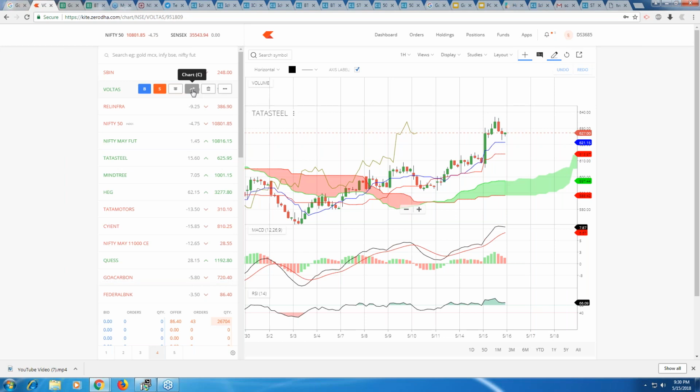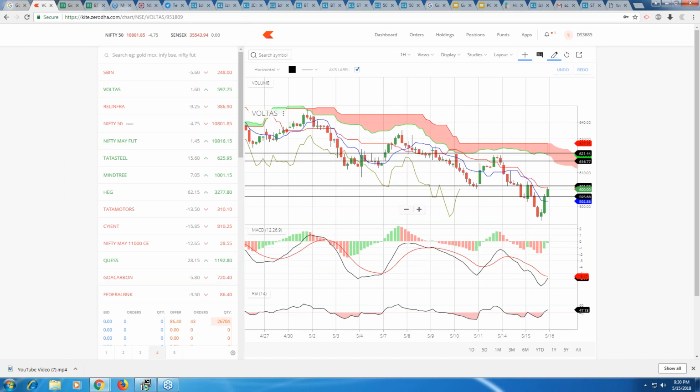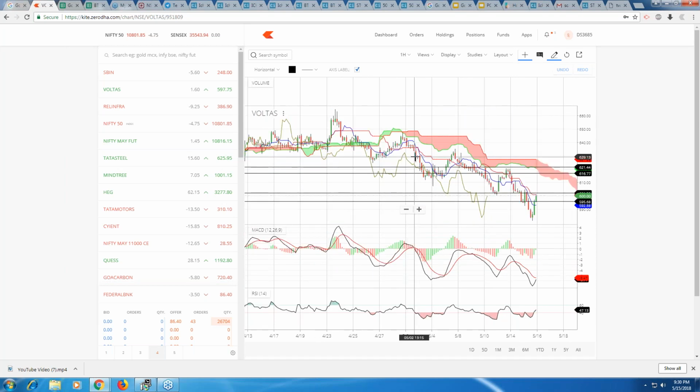See here, beautiful downfall, right? It's just been falling down. See, the blue line has crossed the red line from top to bottom. The stock is below all, and the RSI is going below. Short it, right? From here, 634, it has come down to 586. That's the fall the stock has given you.